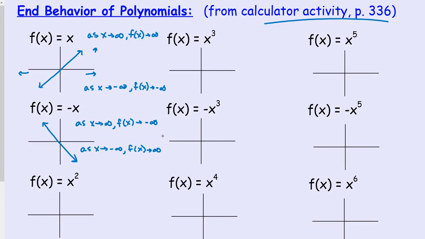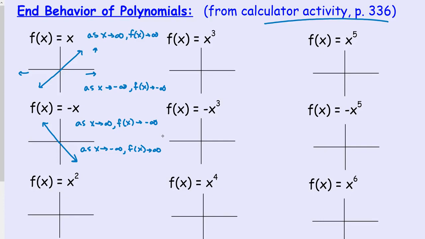Okay, I'm not going to take the time to write that out for each and every one of these examples on this page, but basically, if you see it going up, the y values are approaching infinity. If you see it going down, the y values are approaching negative infinity.